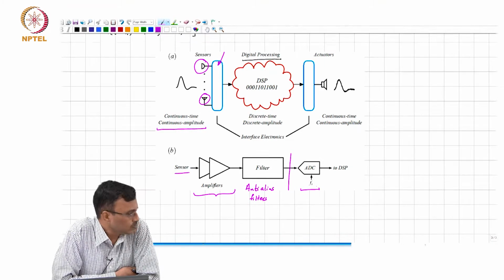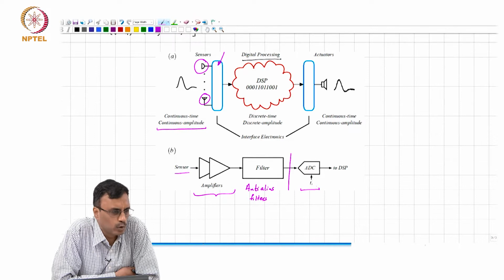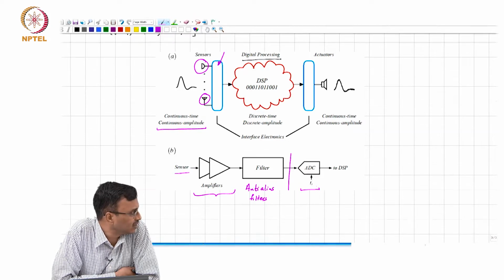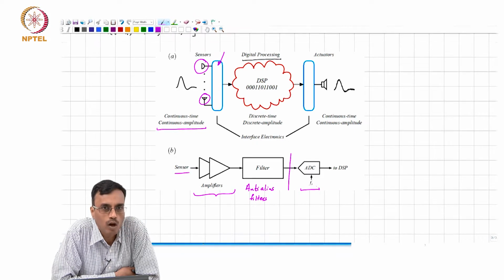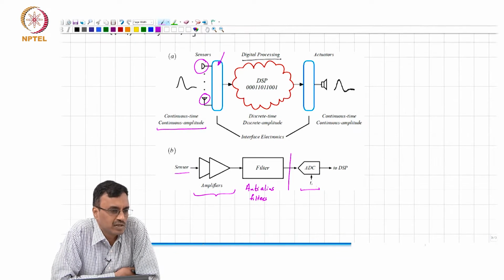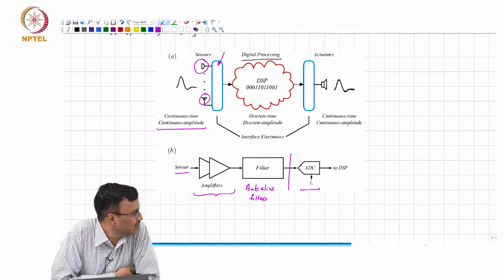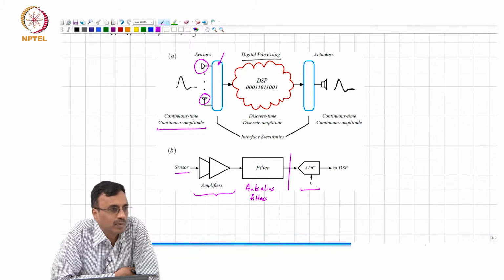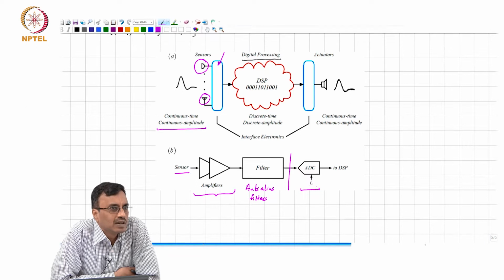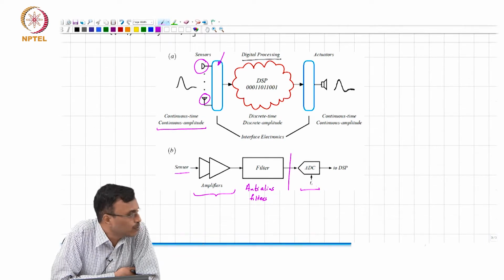Quantization of course is a process where you lose information, but if you make the quantization step sufficiently small, then it stands to reason that the loss of information is so little that for all practical purposes you can ignore quantization. So, the A to D converter, for signal processing purposes, is simply equivalent to a sampler, which takes a continuous time input and gives you the discrete time output.